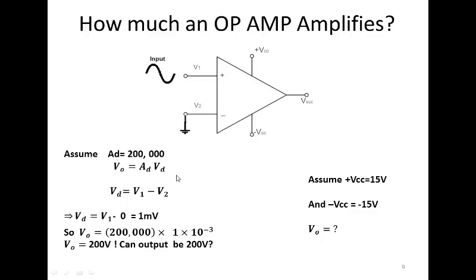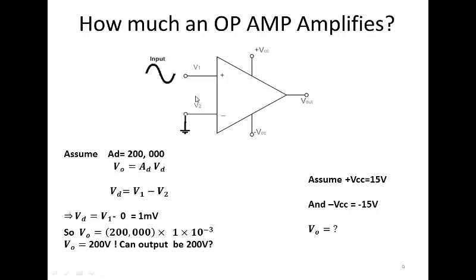So only taking the differential gain, and differential gain is given, and Vd I can compute from this equation as V1 minus V2. So V1 is this voltage, which is for example 1 millivolt peak, and V2 is 0, so Vd is equal to 1 millivolt. So the output would be equal to gain into Vd, which is 1 milli.